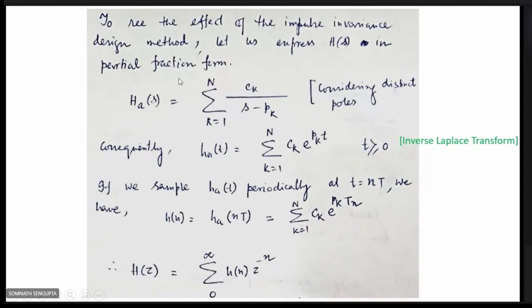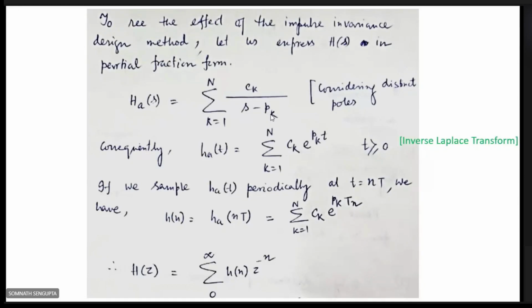So what is our purpose? Our purpose is to convert the analog filter to a digital filter. The analog filter transfer function is Ha(s). We have to convert it into H(z). Ha(s) is given by the summation of Ck divided by S minus Pk, that is a sum of different partial fraction parts. We have distinct poles at pole locations Pk, and n number of such poles are there.